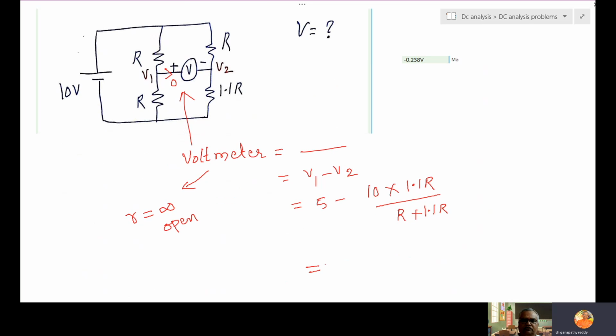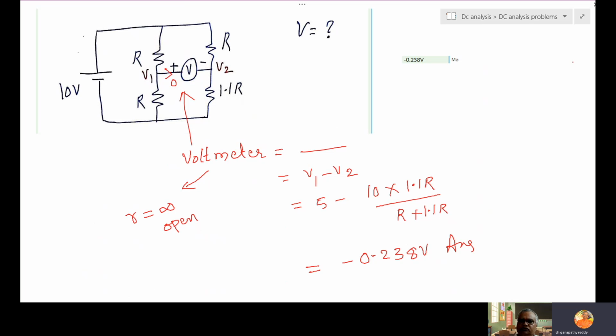So this you have to simplify. You will get minus 0.238 volts. Here R is given, here 1.1 R. If this is also R, then the bridge is balanced. The potential difference becomes 0. So this is one problem.